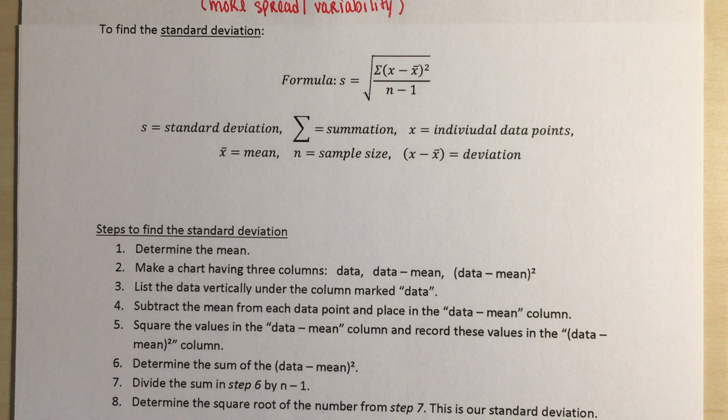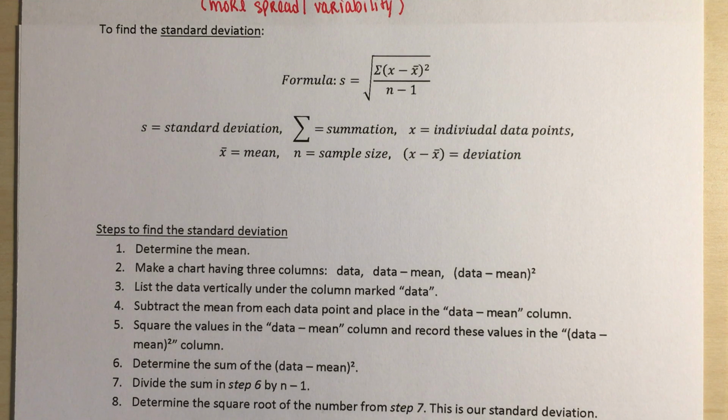So the first thing we're going to do is determine the mean of our data set. And then we're going to make a chart having 3 different columns: data, data minus mean, and then data minus mean squared. We're going to take all of our data values and list those vertically under the column marked data. We're going to go through and subtract the mean from each data point and place that in the data minus mean column. Order does matter, so we could end up with positive results or negative results in this column.